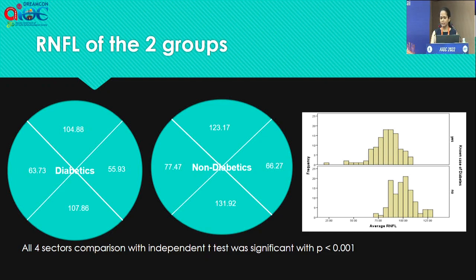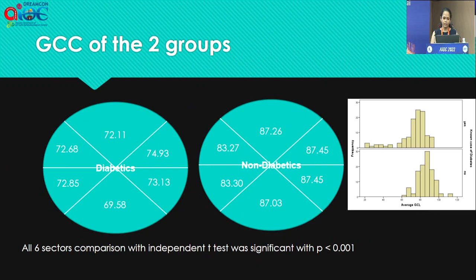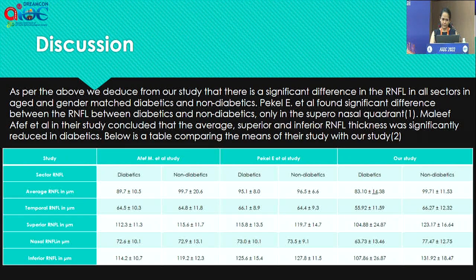As can be seen in the graph comparatively, the above graph is of the diabetics and the below one is of the non-diabetics. Similarly in the ganglion cell complex, in all the 6 sectors, it was seen that there was a significant difference between diabetics and non-diabetics. We included 220 patients, 110 in each group, and they were all gender matched also. There were equal numbers of females and males.